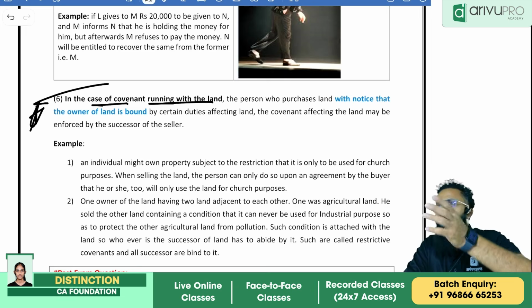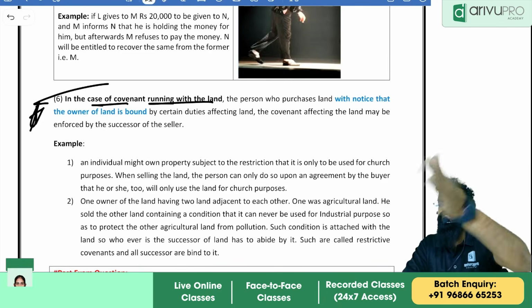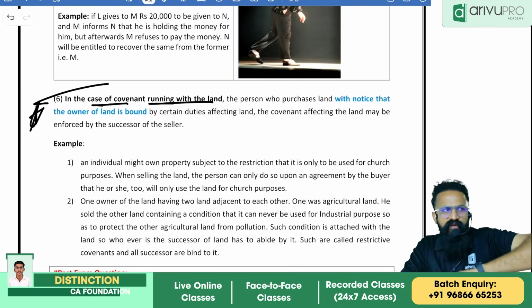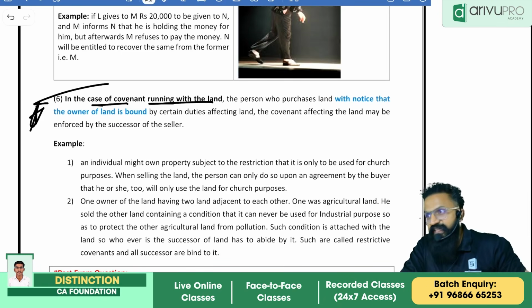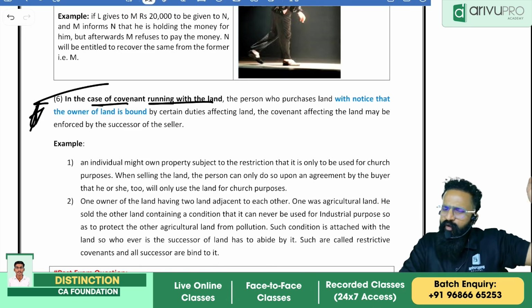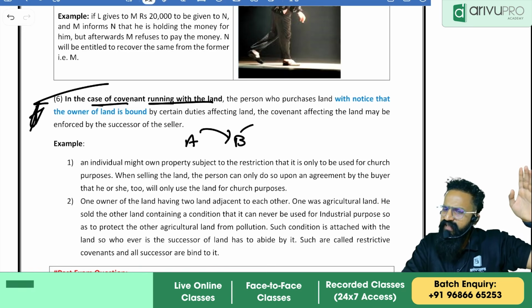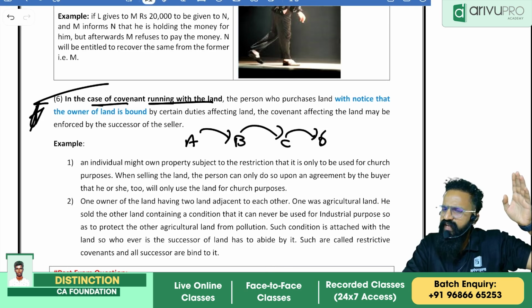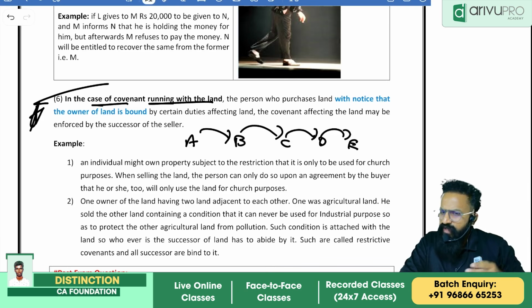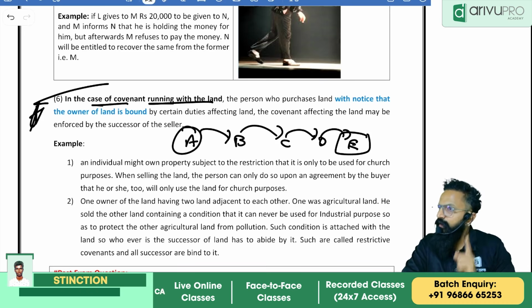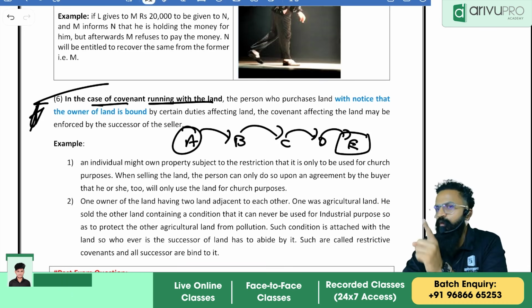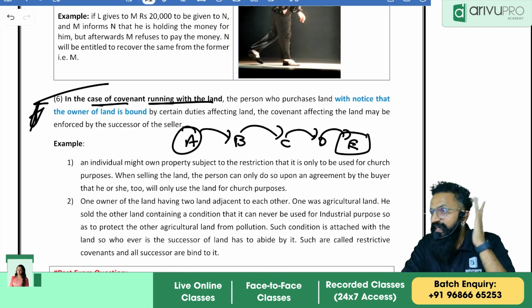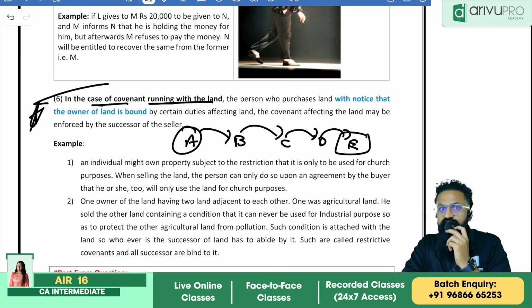Yes. Whenever I have imposed a condition that whosoever is buying the land from me is not supposed to use the land for a particular purpose, no matter how many times they sell the land, B sells it to C, C sells it to D, D sells it to E, A has not entered into a contract with all those people, but still law protects it. This applies only in the case of land. That is called a covenant running with the land.